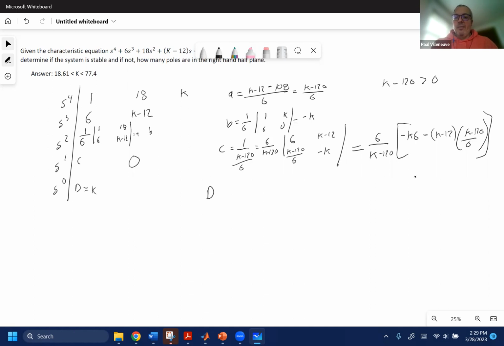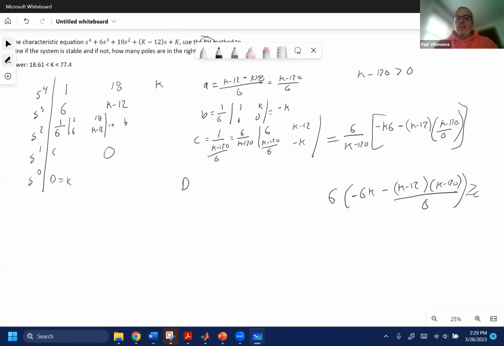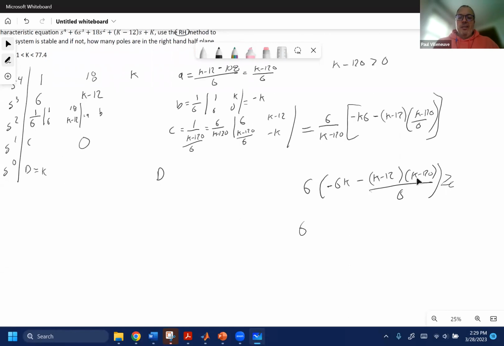This is a bunch of work, but let's see, it's 6 times negative 6K minus (K minus 12) times (K minus 120) all over 6. And so that has to be greater than or equal to 0 as well. So at this point, we do common denominator, 6. Next, we can get rid of the 6. We don't even need that. We put this under common denominator. So this is negative 36K minus (K minus 12)(K minus 120).